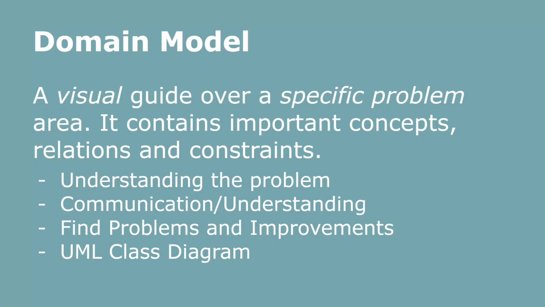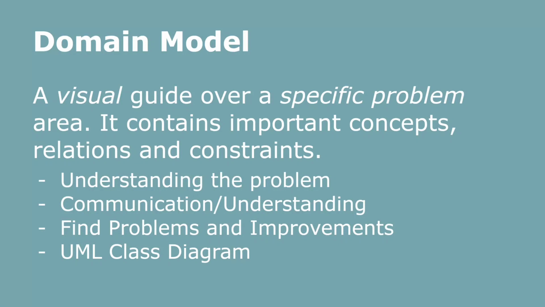For example, in the dice game, we found that we had not really specified the number of dices that we wanted to use in the game. And this is typical for domain modeling, that we find these constraints and relations that we maybe miss by just writing text.